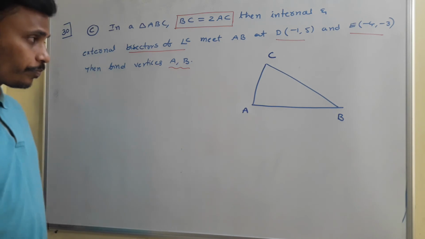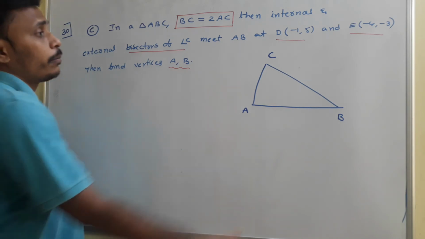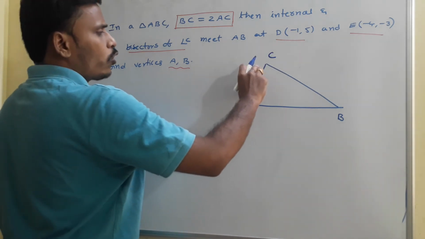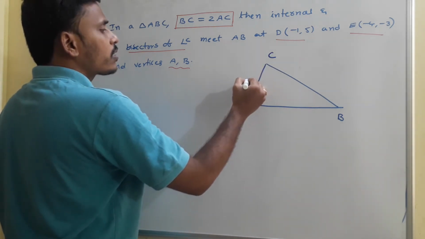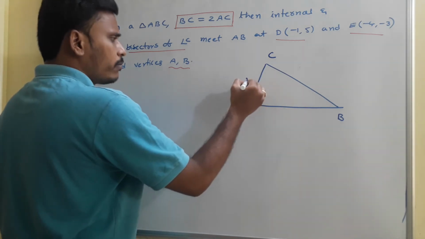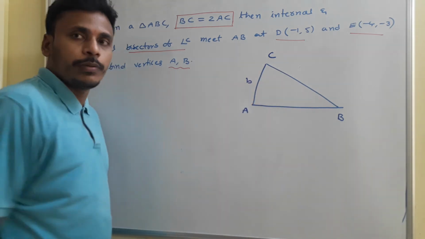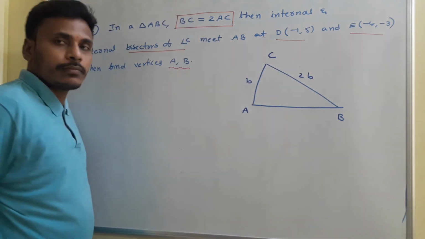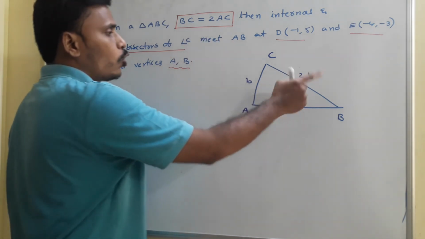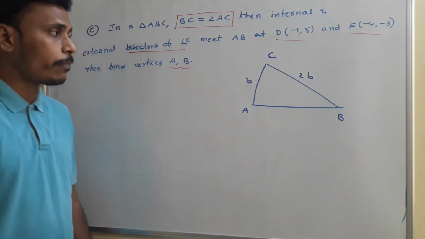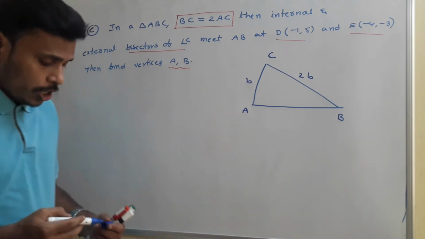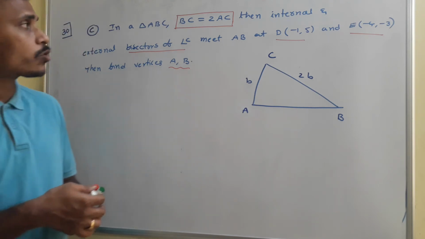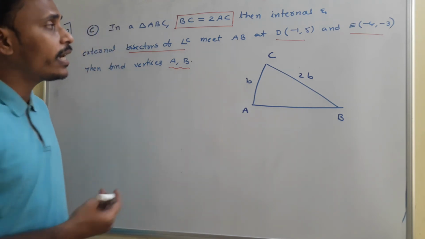Okay, ABC. Now, as they said, BC is 2 times AC. I don't know AC, so suppose that AC is some length b, opposite to vertex B. So AC length is b, then this BC length is 2 times AC, 2b. So this is b and 2b. BC is 2 times AC. Happy. And then the question is saying that the internal and external bisectors of angle C meet AB at D and E.